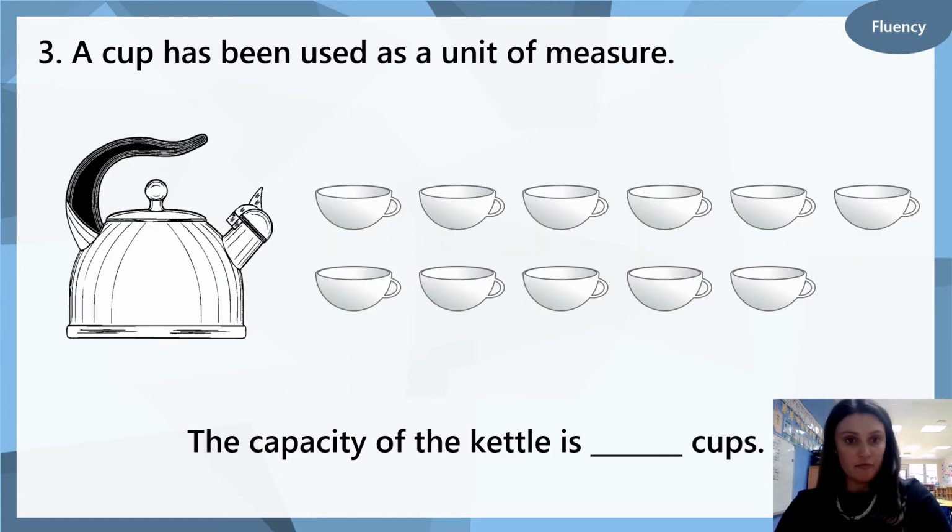Okay, question 3. A cup has been used as a unit of measure. So this time it's not a bottle, it's a kettle. And it looks like it's a bit bigger than the bottle. So again, what you're going to do is write 3 for question 3. And you're going to copy this sentence at the bottom. The capacity of the kettle is cups. How many cups? Count them and then write the sentence filling in the number on the line.